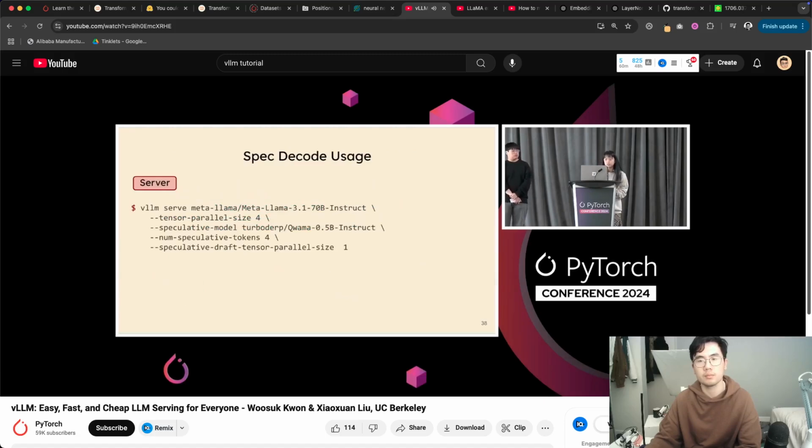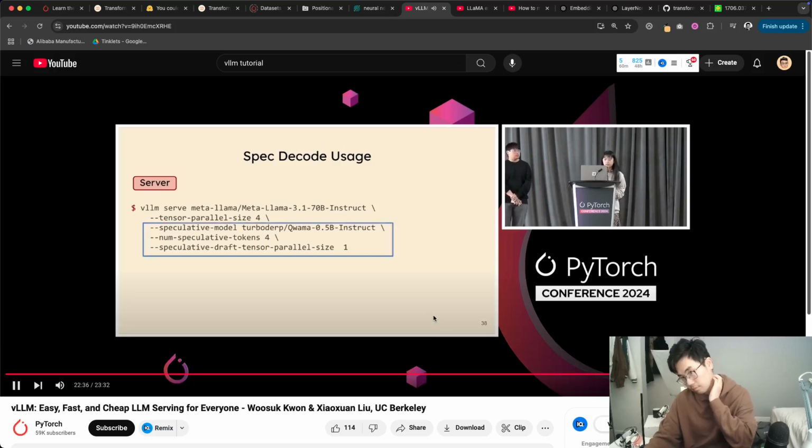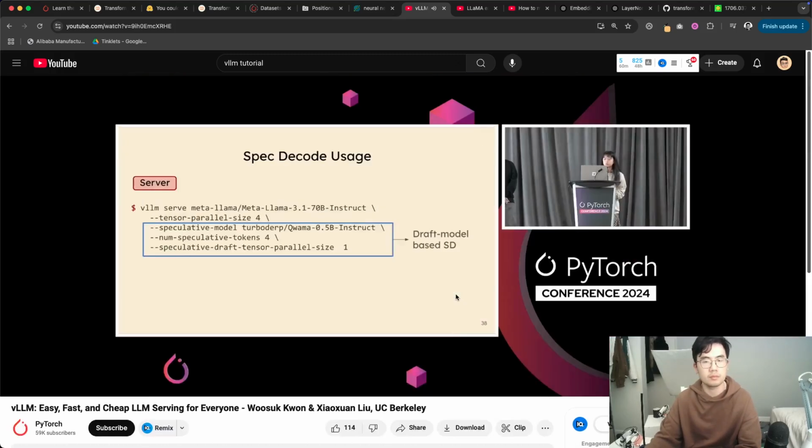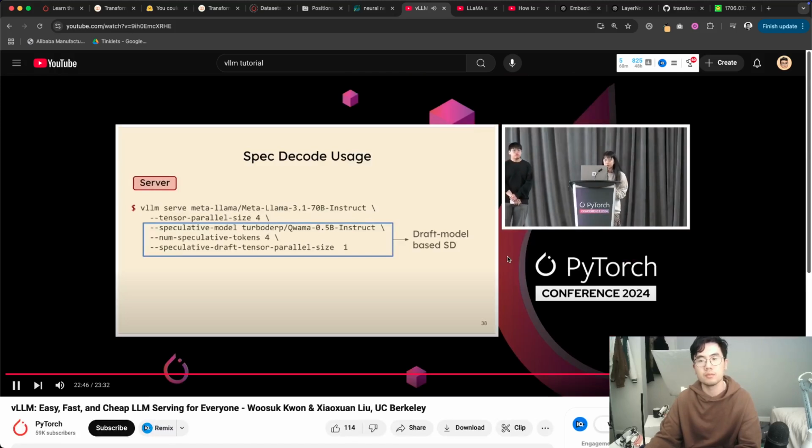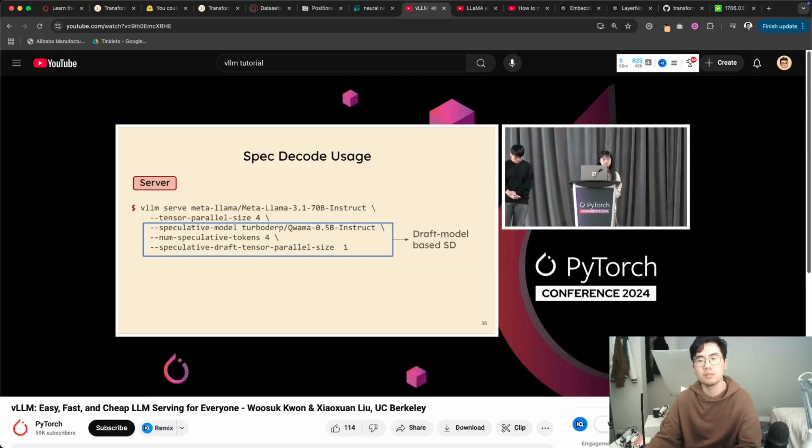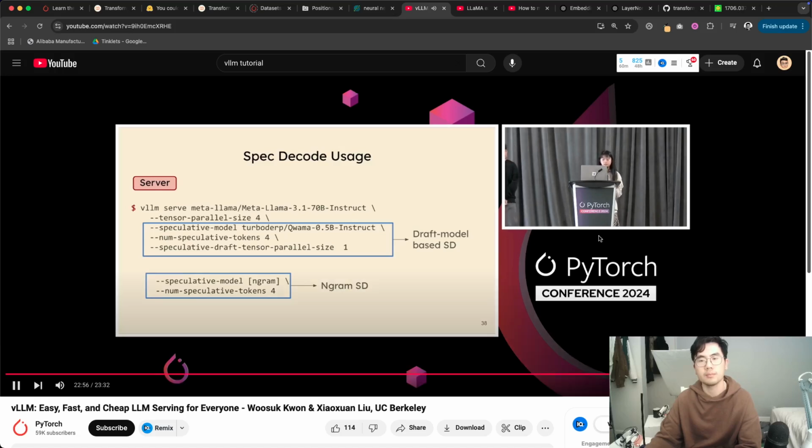Lastly, I want to briefly mention how to use speculative decoding in vLLM. It's actually very simple. When you launch the server, you can specify the draft model you want to use and the number of tokens you want to speculate. Here, we also specify that we use a different tensor parallel size for the draft model because it's small and more efficient to run on a single GPU. For n-gram-based models, you just change the name of the speculative model to n-gram.